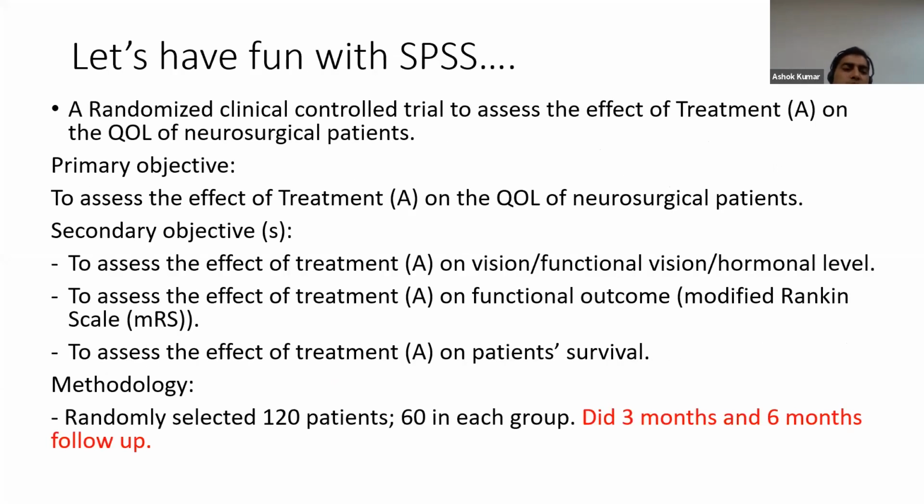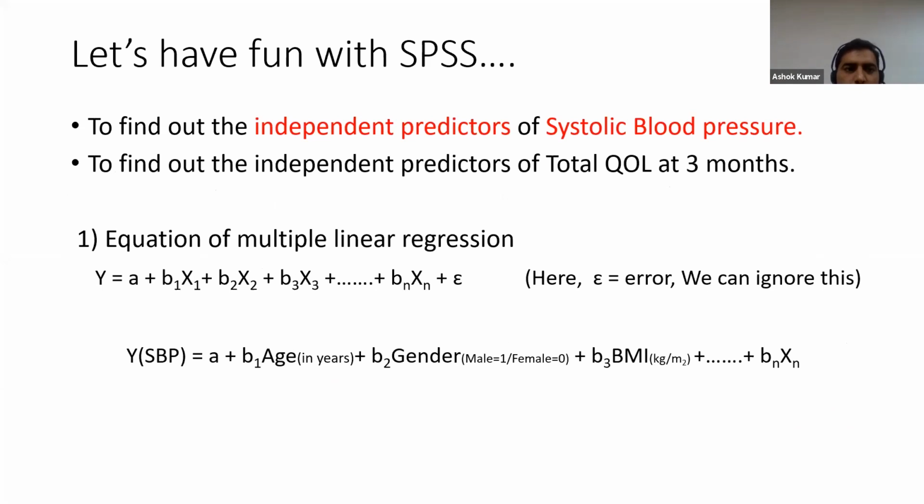So let's have fun with SPSS. This is the same example I gave you last time, about 3 days ago. There are 120 randomly selected patients, 40 in each group, with 3-month and 6-month follow-up. What I have to do is find the independent predictor of systolic blood pressure. It's just a simple example of how to do multiple linear regression. Or otherwise, related to this study, find the independent predictor of total quality of life at 3 months.